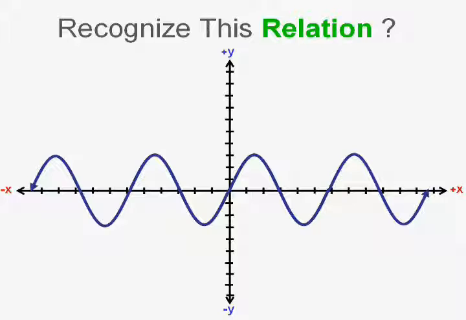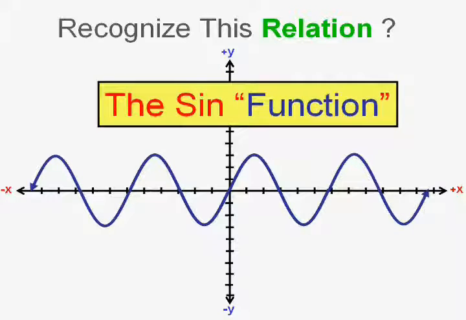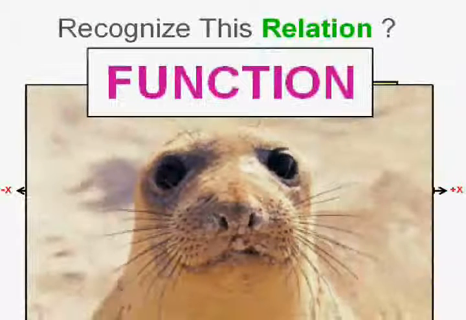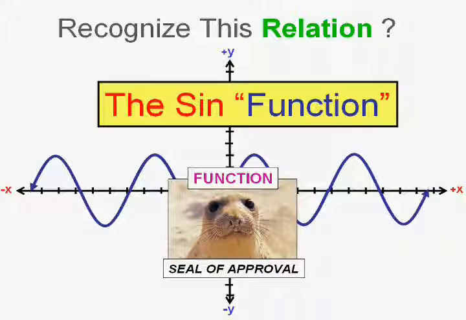Do you recognize this relation? Maybe you don't, but this is a picture of the sine function. Why do you think it's called the sine function? Because it is, in fact, a function. No x gets mapped to more than one y. But now you know the rest of the story.